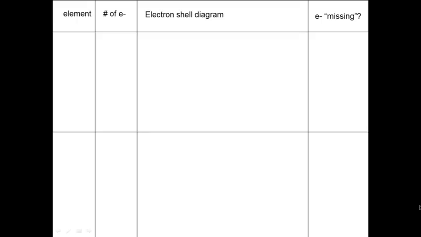All right, what we're going to do is look at each of those 4 elements. We're going to look at hydrogen, nitrogen, carbon, and oxygen, and draw an electron shell diagram for each of these. Okay, so let me get my pen out here.